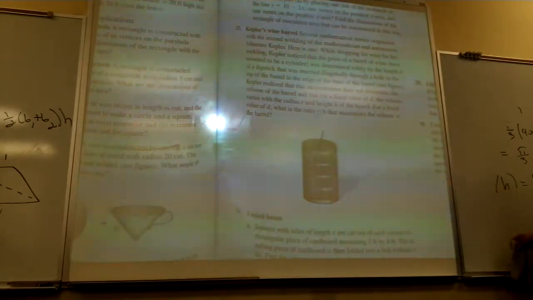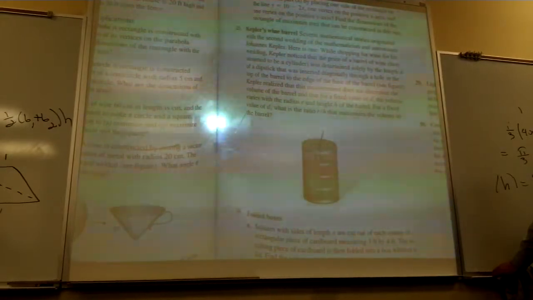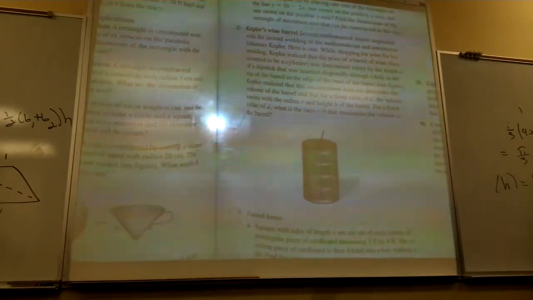Kepler realized that this measurement does not determine the volume of the barrel, and that for a fixed value of d, the volume varies with the radius r and the height h of the barrel. For a fixed value of d, what is the ratio r to h that maximizes the volume of the barrel? So d is fixed, and we want to know when that ratio maximizes the volume of the barrel.